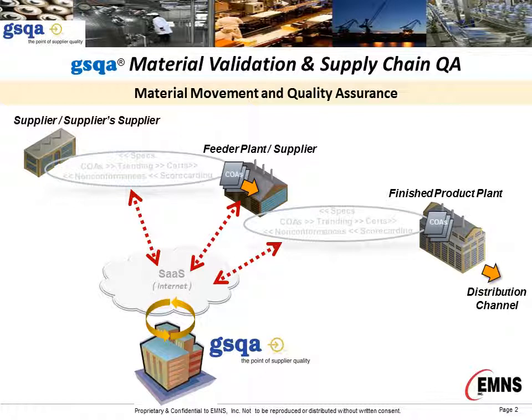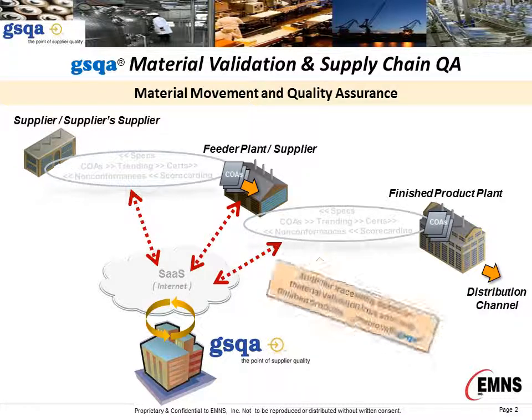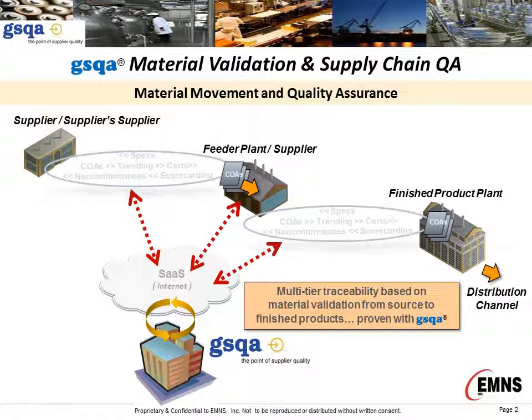That also can extend to your customers and to your distribution channel to allow GSQA then to provide you multi-tiered traceability based on this constant flow of material and the constant material validation made available over the web from source suppliers to finished product plants, as proven by customers using GSQA today.